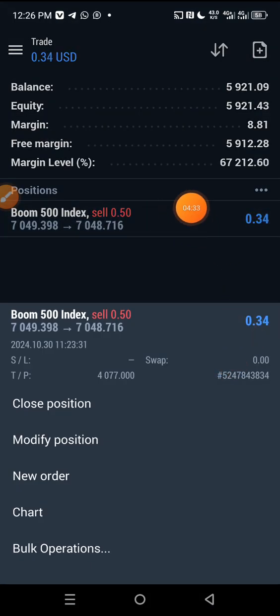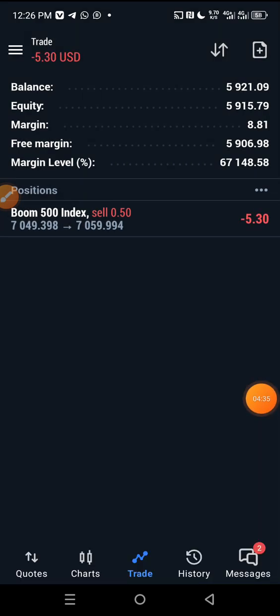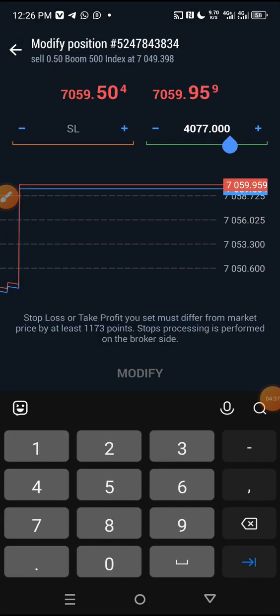You press and hold on the trade, click on modify position, and then you see it has spiked again because it's an uptrend. 70.46. Then you click on modify.